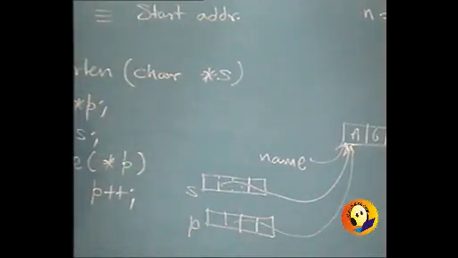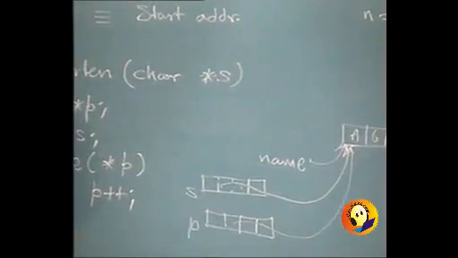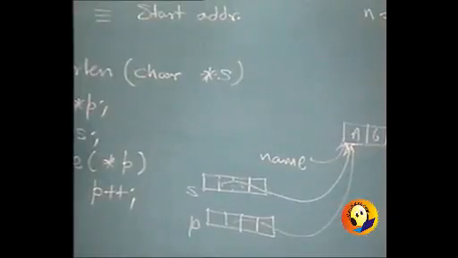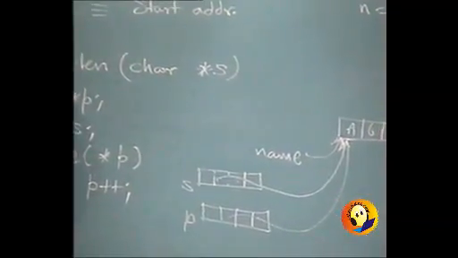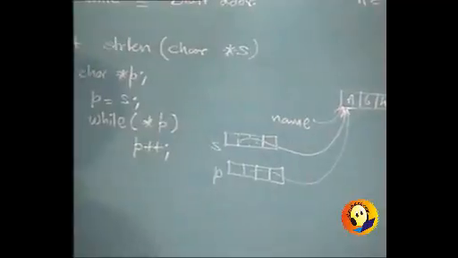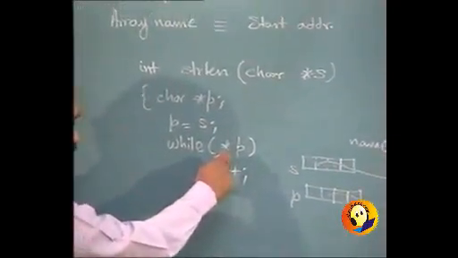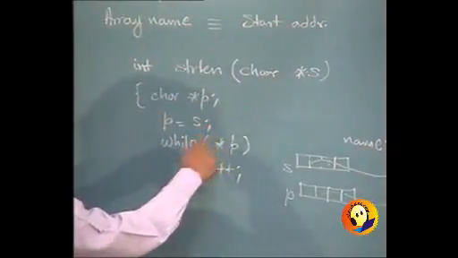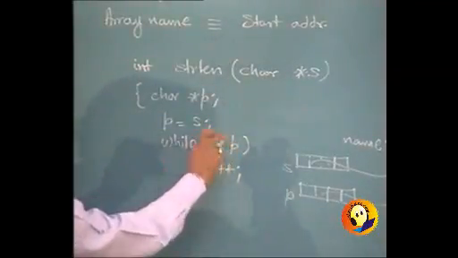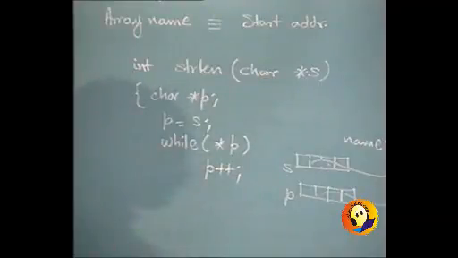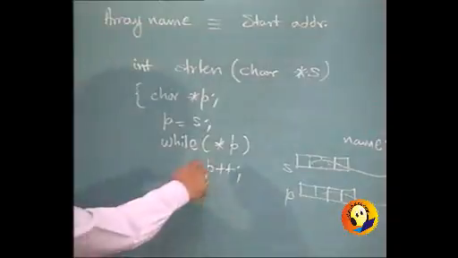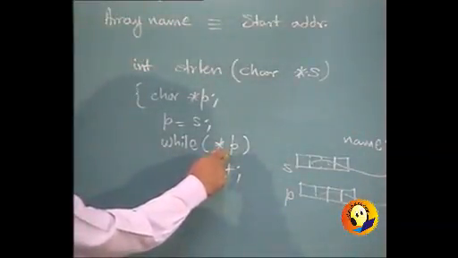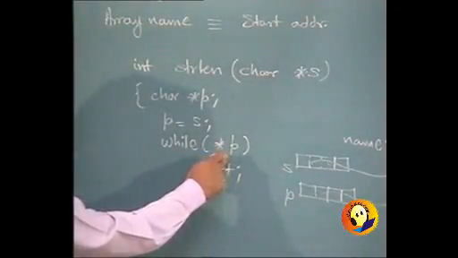What do we mean by star p? Star p should be read as the value at the location pointed by p. What is the value at the location pointed by p? The character A. While star p, what does it mean? Something written directly in a condition is treated as not equal to 0, that means not equal to backslash 0 in this case. So while the character at the location pointed by p is not backslash 0, this is how it will be read.